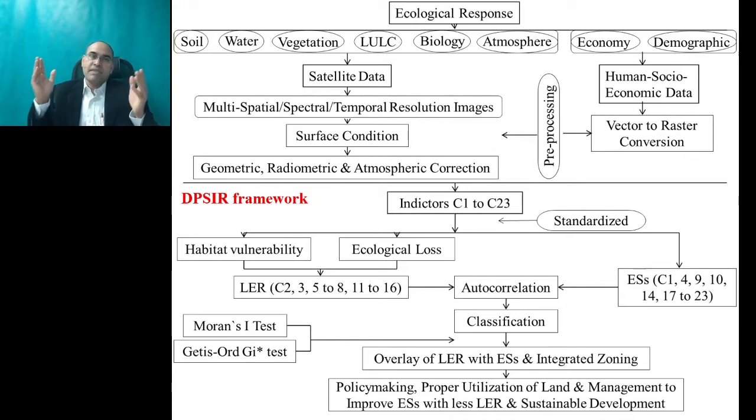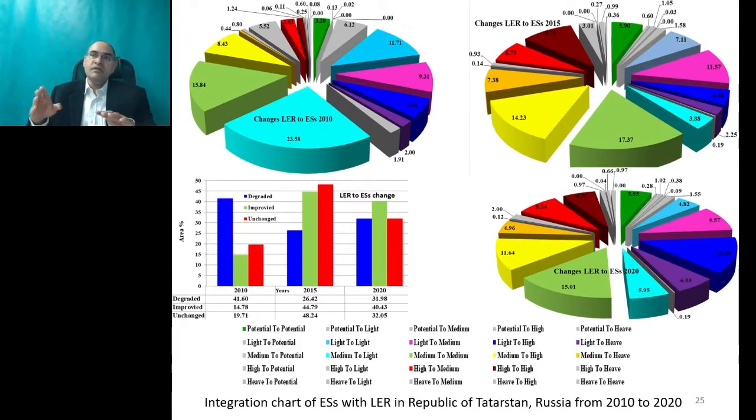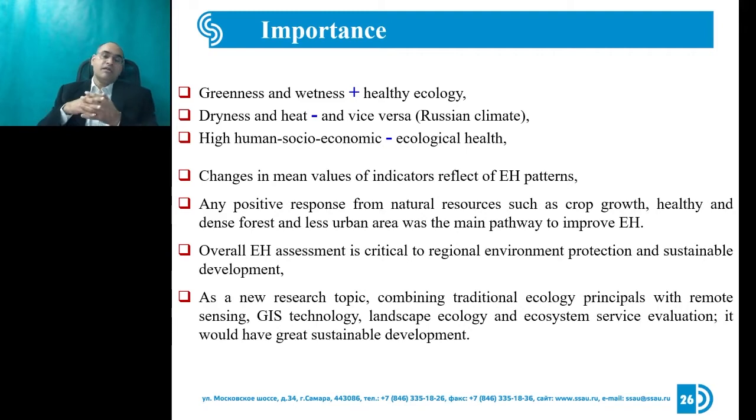I think here you understand the data information is the same, but the ultimate output or results go in different directions. Here are some changes in risk and ecosystem services in 2010, then 15 and 20: how much area is degraded in a particular area, which is unchanged, and which improved in condition. Ultimately I can say that greenness and wetness put a positive effect on ecology, but dryness and heat put a negative impact, and vice versa.